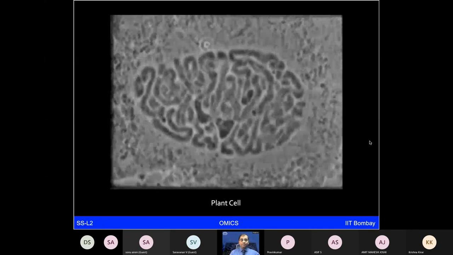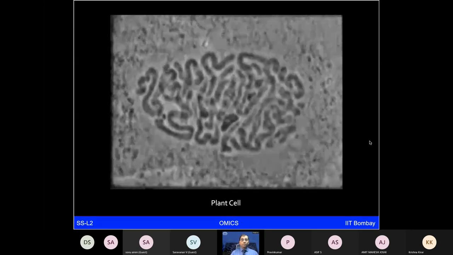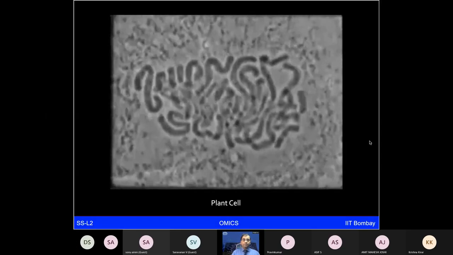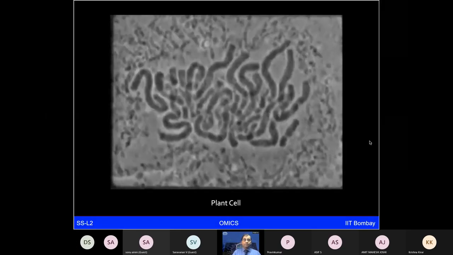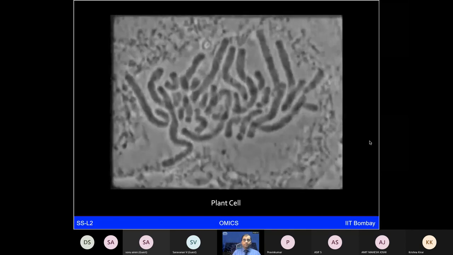As this plant cell, taken from a lily, prepares for division, the chromosomes first condense. Next, the mitotic spindle lines them up in the center of the cell.